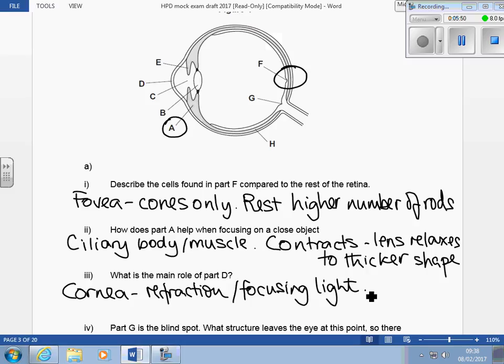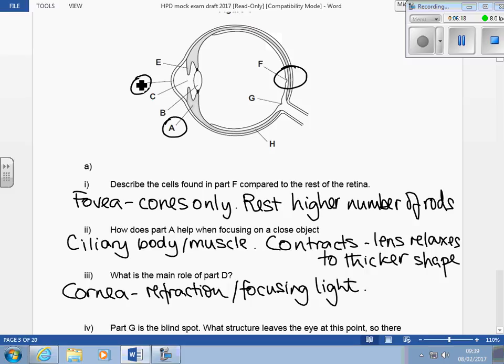Because that's the bit that's then adjusted with laser surgery to correct people's eyesight. Right, so that is the main source of refraction. People think it's the lens, but the lens just allows alteration of the focus, really. The cornea is the main refracting structure. All right, so that's part D.